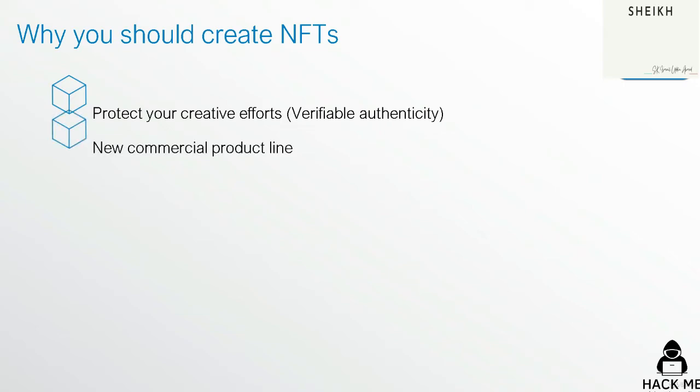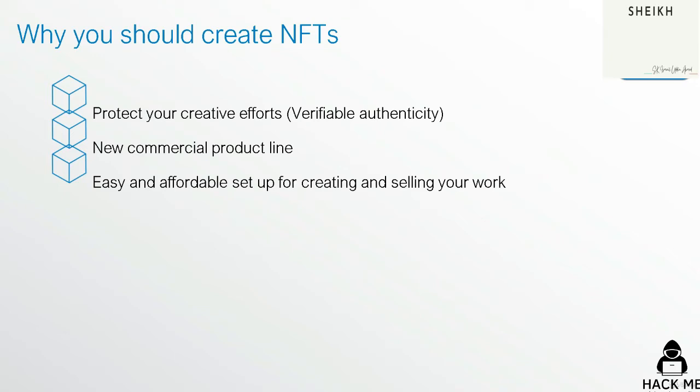The next one, it gives you a new commercial product line. It's a new way for you to make money off of the art that you already make. As we saw, Grimes, the partner of Elon Musk, raised over $6 million through the sales of NFTs of her digital art. A brand new commercial product line, which you can add into how you make money from your own work. It's also very easy and affordable to create and sell your work as NFTs. I will teach you exactly how easy and affordable it is to create your work and sell it as an NFT.